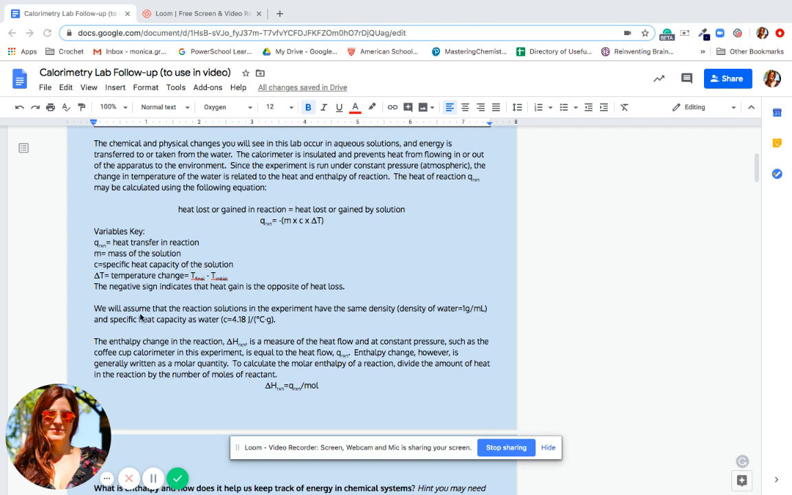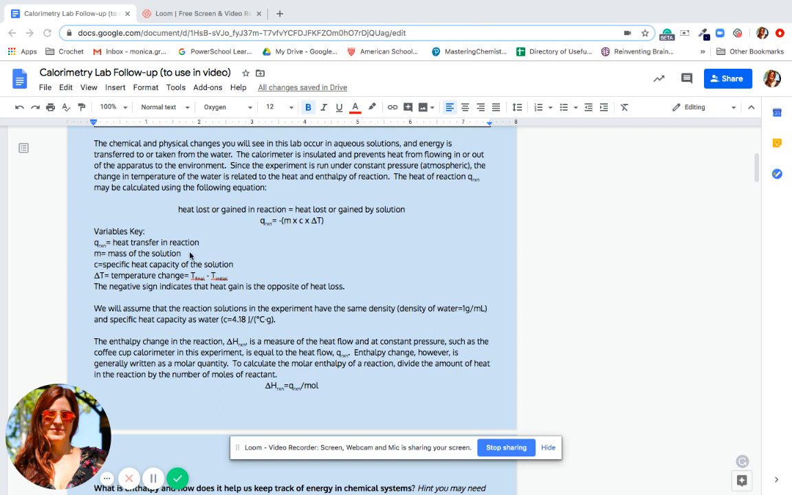Here we have a note where we're going to use the specific heat capacity of water. Why do we do this? Because in aqueous solutions, we assume that the heat gained or lost will be the same as the one that appears for the water, because the salt used was a small amount compared to the amount of water.